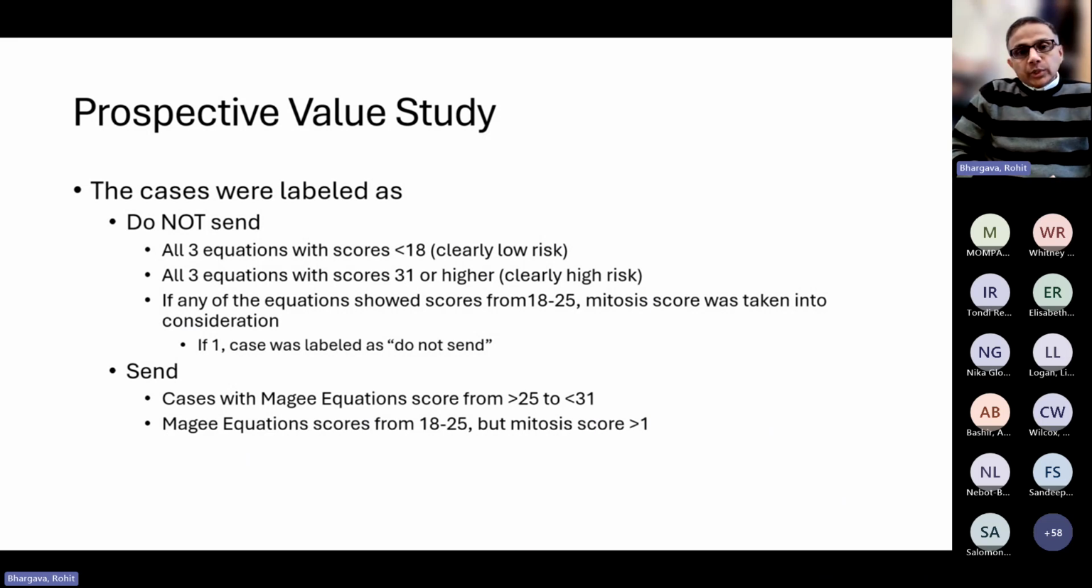The cases were labeled as do not send if all three equations had scores less than 18, that means it's clearly a low risk case, or all three equations had scores of 31 or higher, which were clearly the high risk. If any of the equations showed scores from 18 to 25, the mitosis score was taken into consideration. If low, the cases were labeled as do not send. And all of the other cases were labeled as send.